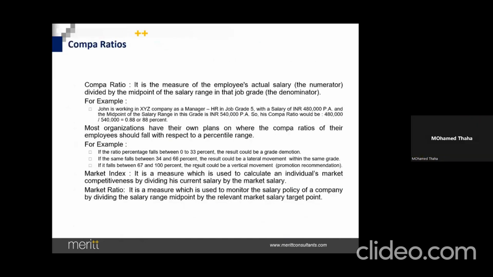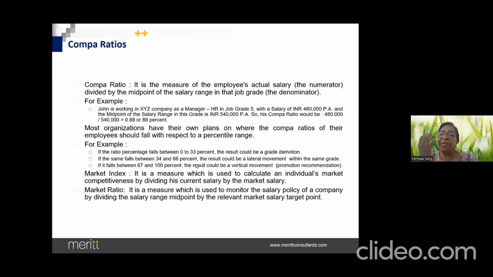So what is the difference between doing a person's grade midpoint salary and market midpoint salary? Why do we need to do these two? No, you don't have to do it, but I'm coming to that now. How does it help you? You may say, hey, but compare ratio, I have to have a certain benefit, no? If I'm doing this compare ratio.